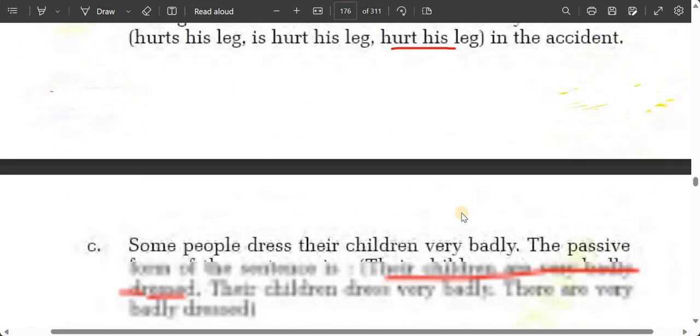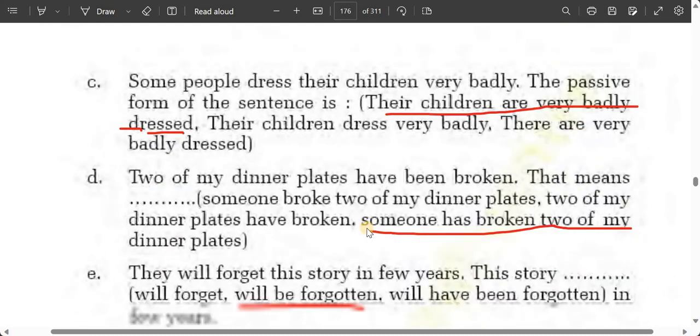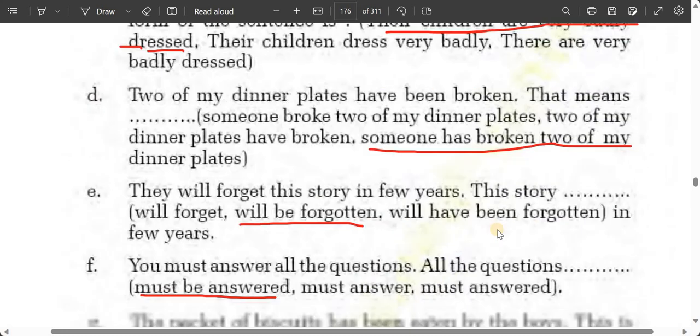And next one. Some people dress their children very badly. The passive form of the sentence is: their children are very badly dressed. Now D. Two of my dinner plates have been broken. That means someone has broken two of my dinner plates.